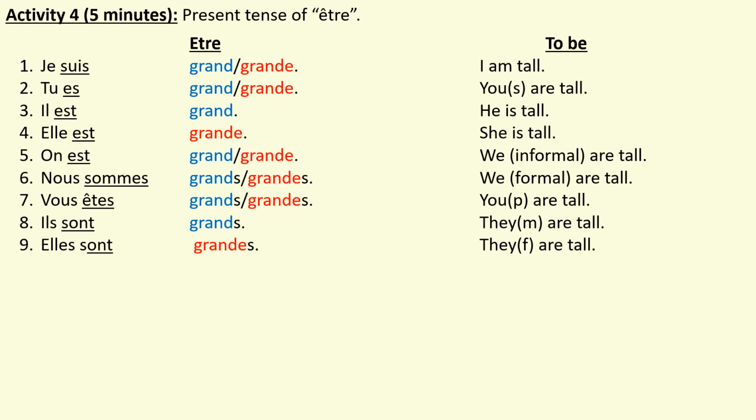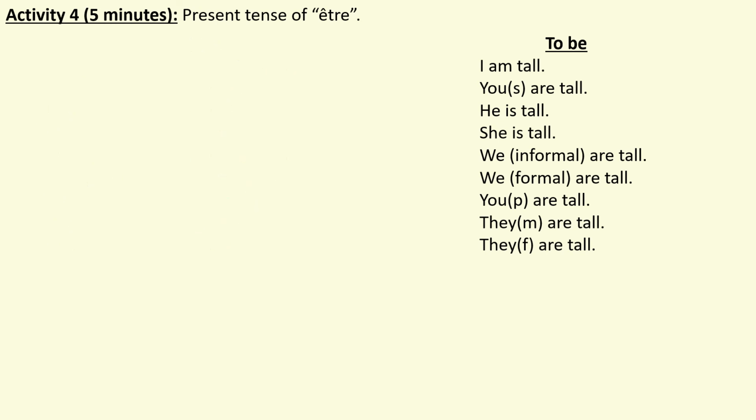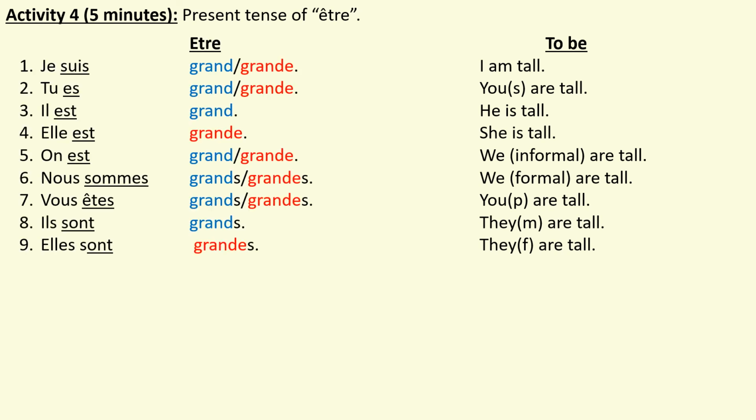Now we're going to do a bit of the same activity as with avoir. I'm now taking it away from the board and I want you to write down the English and then write down the French next to it. When you're ready, press play again and I'll put it back on the board. So as promised, here it is again, so you can check your work and make sure you've got them all right.